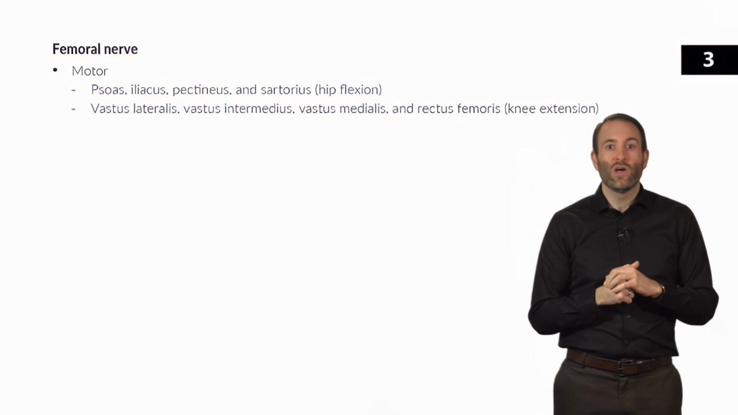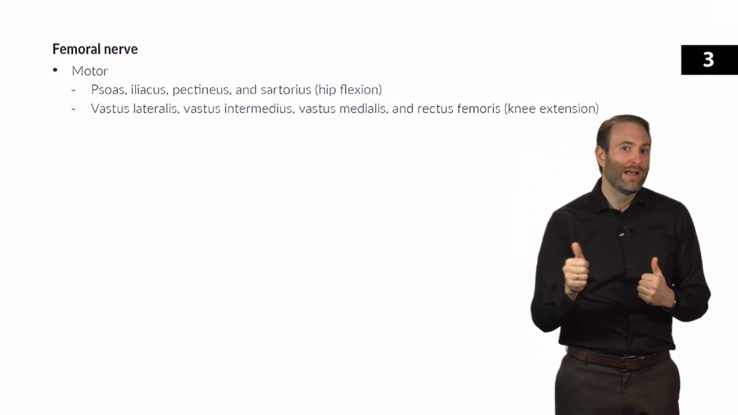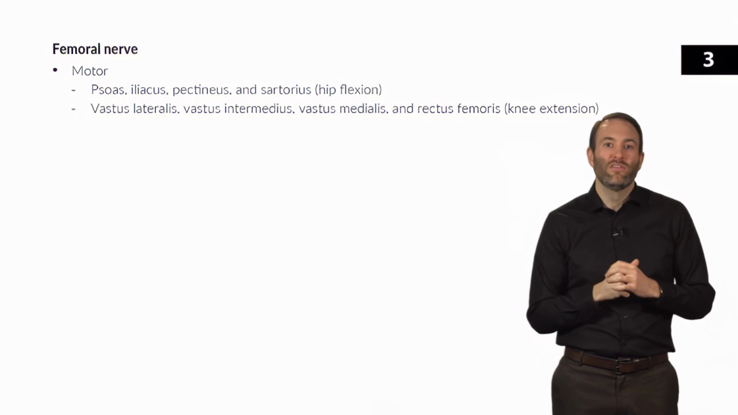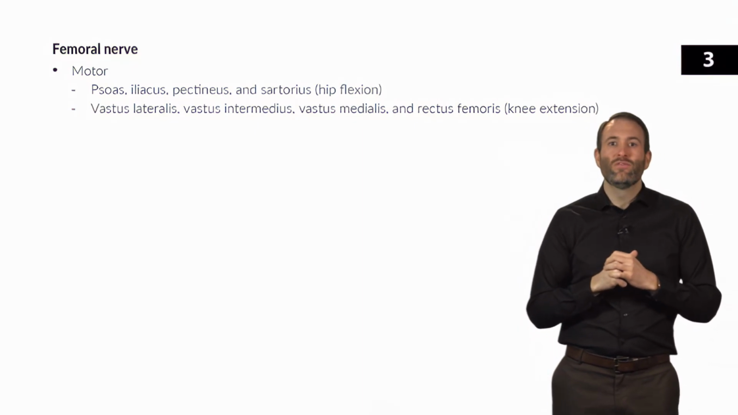So these would be the quadricep muscles. That includes the vastus lateralis, intermedius, and medialis, and then also the rectus femoris. So that's what your femoral nerve is going to innervate.